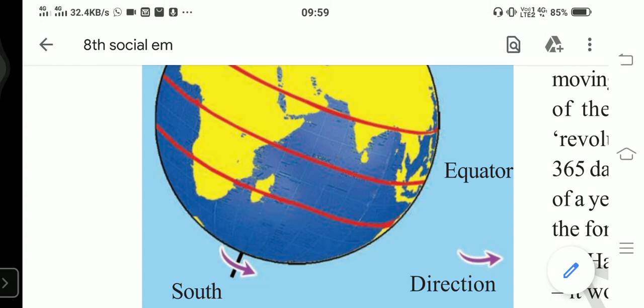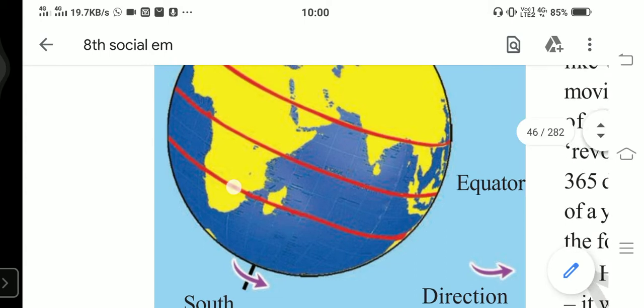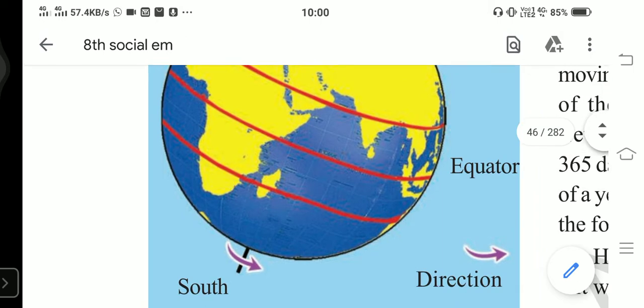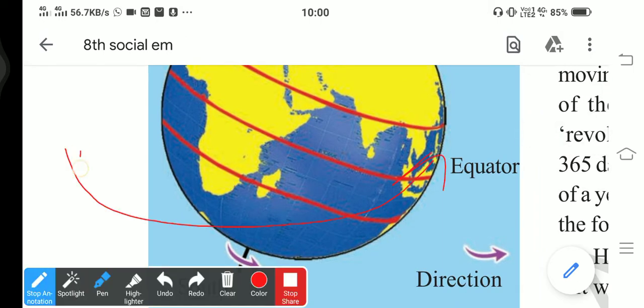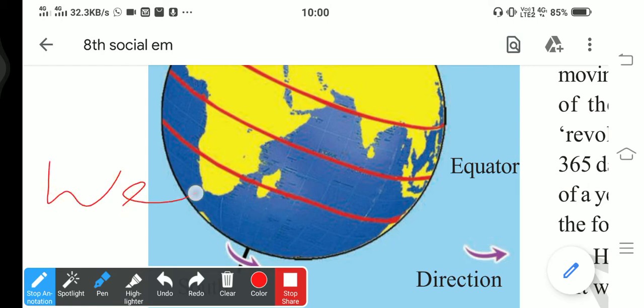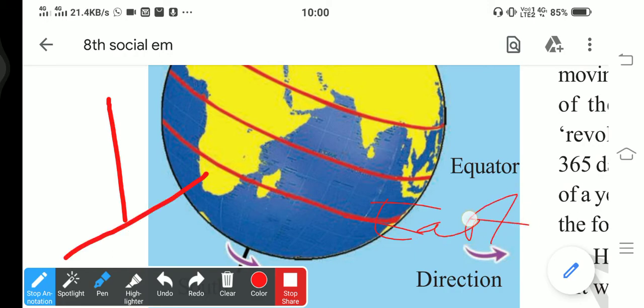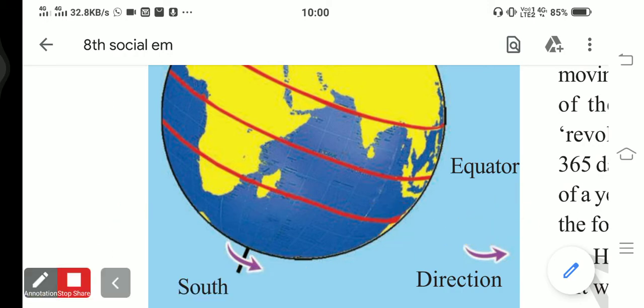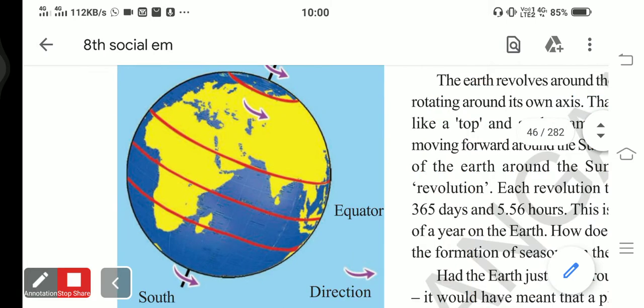The earth rotates from west to east, right? So the western portion moves towards east. This is the western portion, dear students. This western portion moves towards east. Understand? That is what you call rotation, moving from west to east. This is east. Understand? So in that way, our Earth rotates from west to east.